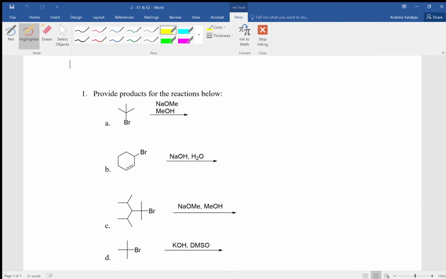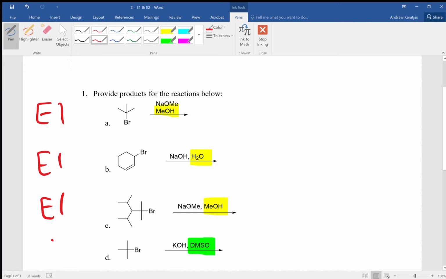And that's relatively straightforward. In the first three, we have protic solvents, methanol and water. So that means those three are all going to be examples, potentially, of E1. In part D, we have DMSO, which is an aprotic solvent, and so we're looking at E2.